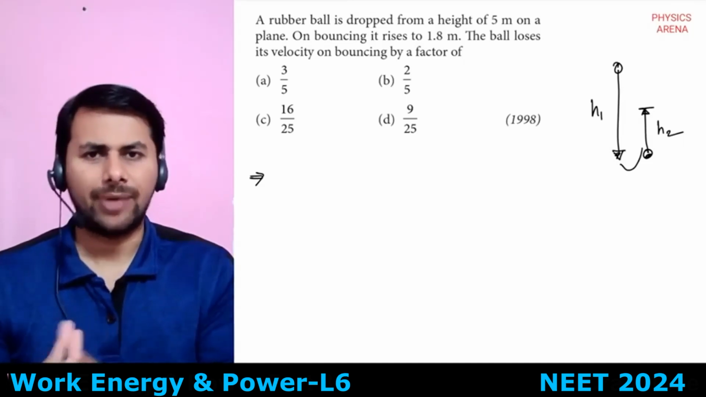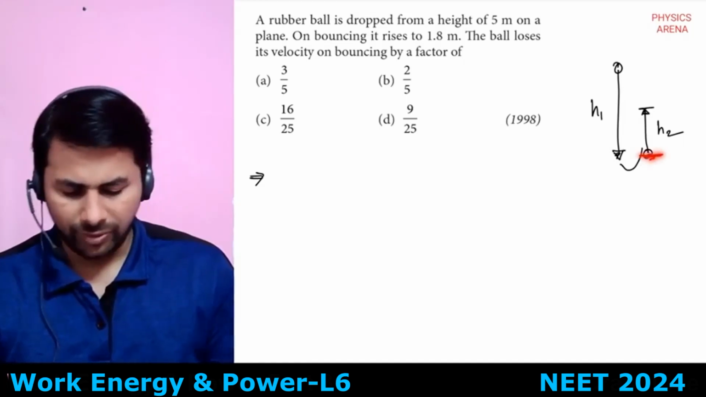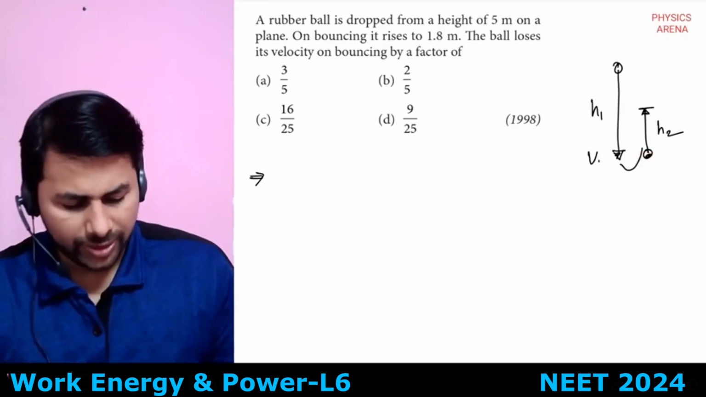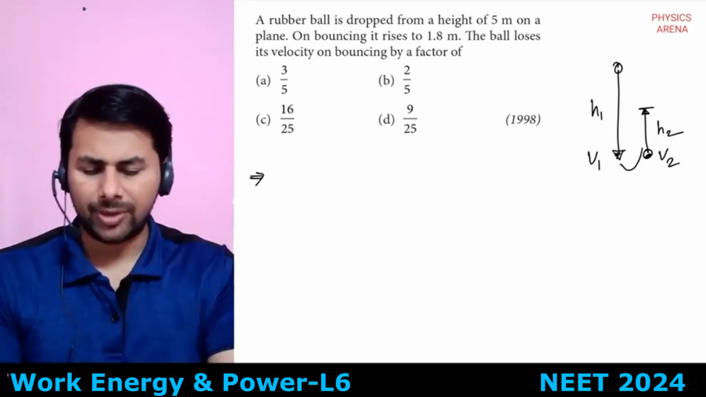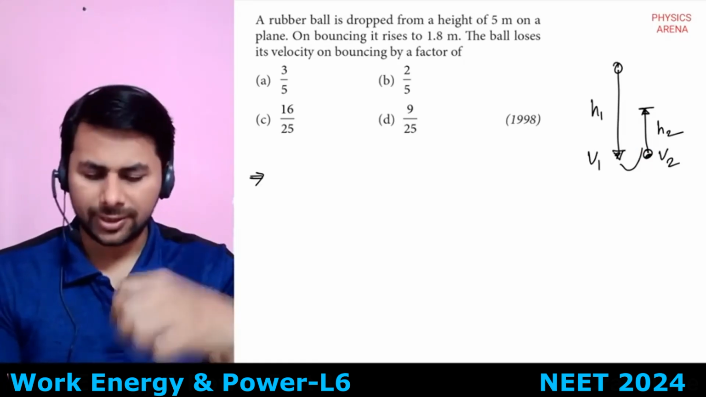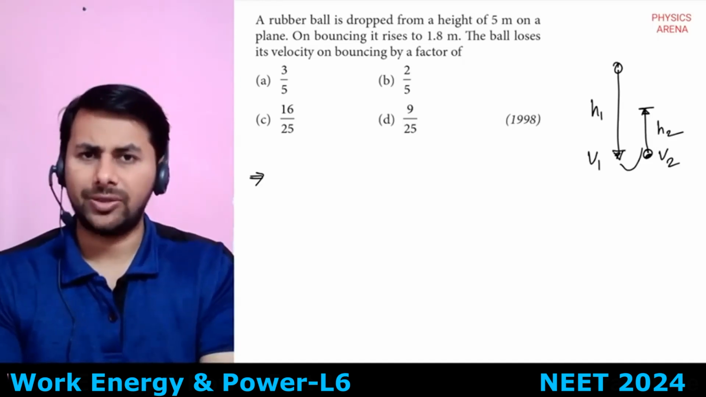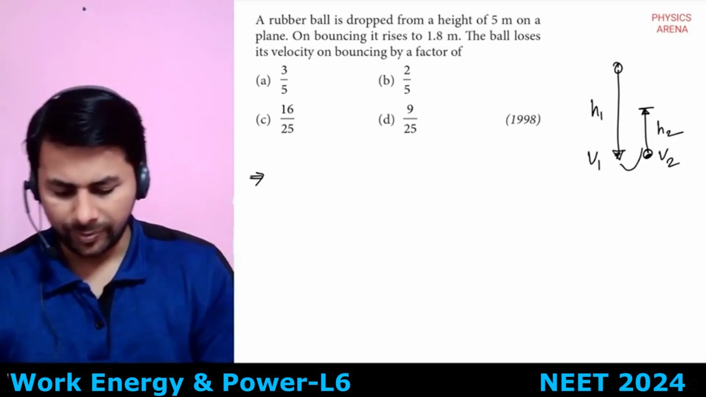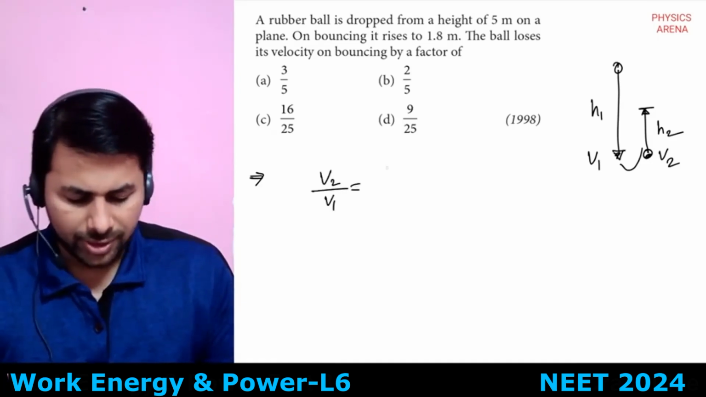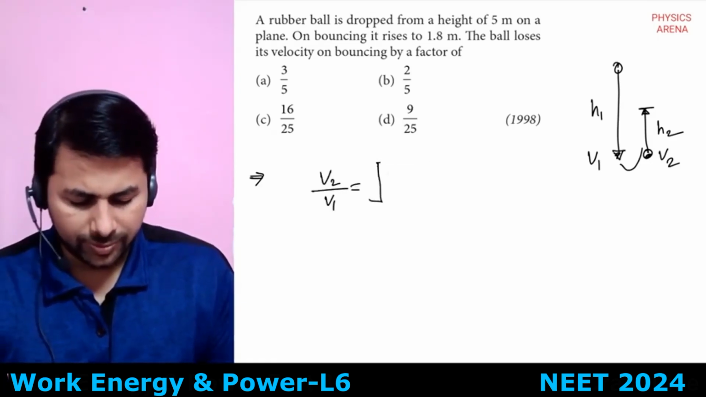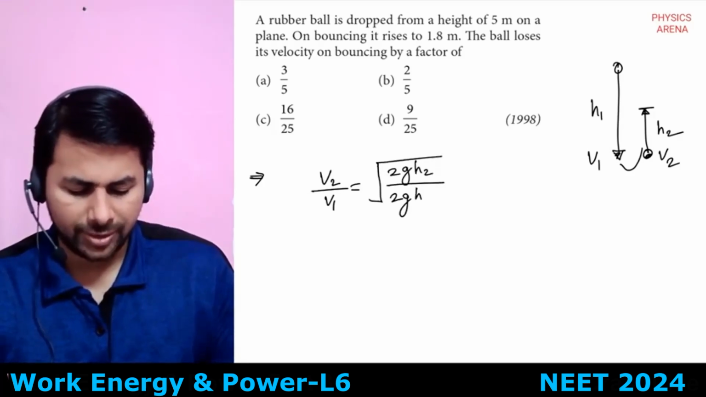Let's find out how much is final velocity. How much is v2? It falls with velocity v1, rebounds with v2. Why? Because when it collides, there is some loss of energy because of friction with the ground. So can I say v2 upon v1 is equal to square root of 2gh2 upon 2gh1?